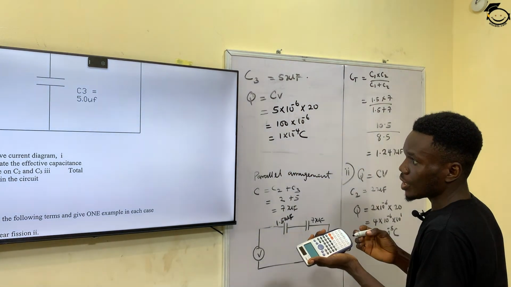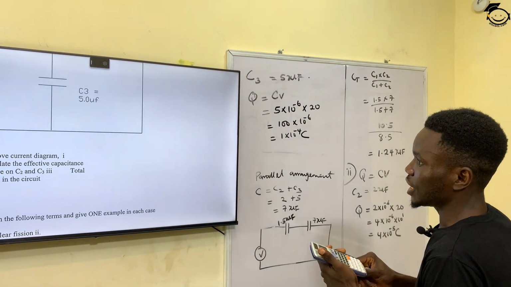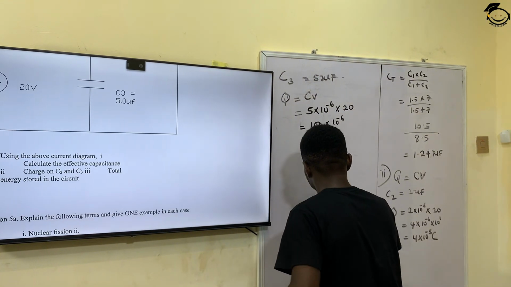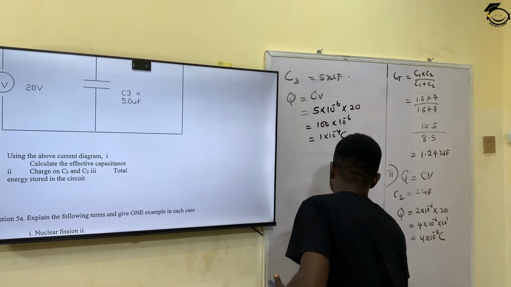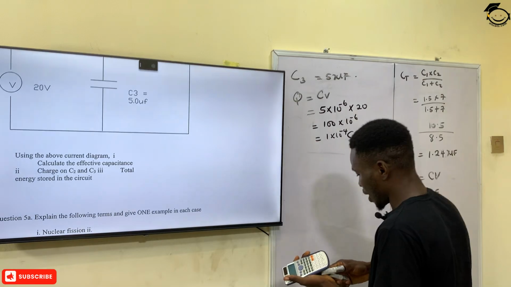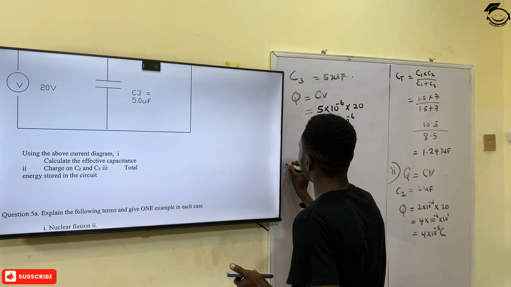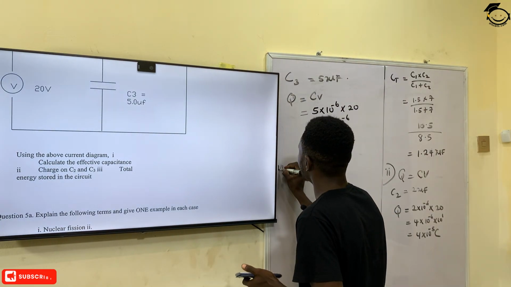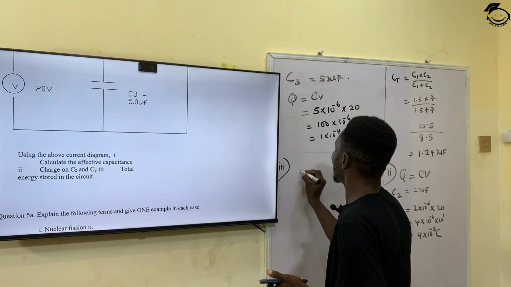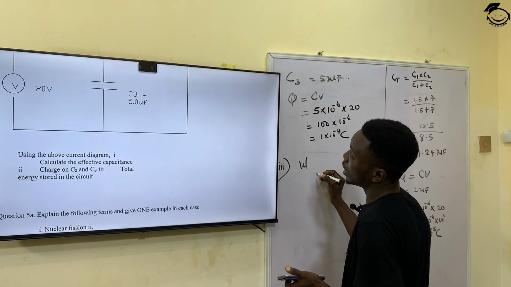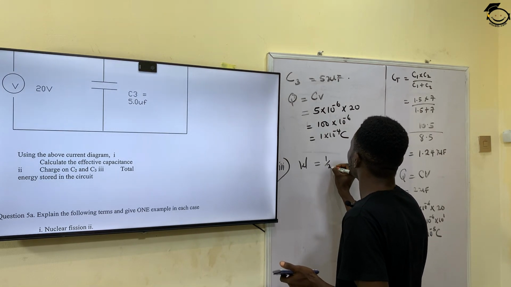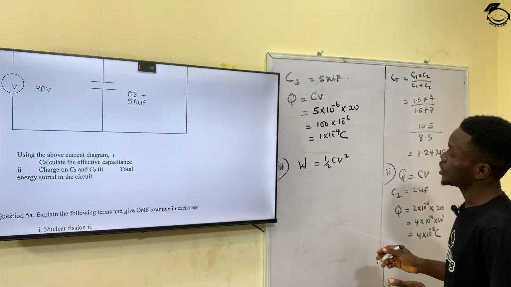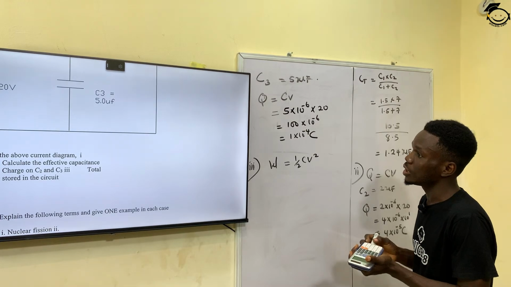So the question then says, what is the energy in the circuit? That's Roman figure 3. We know that the formula for calculating the energy says that the work done in an electric circuit is equal to half CV squared. So this is the formula for calculating the energy in a circuit containing capacitors.